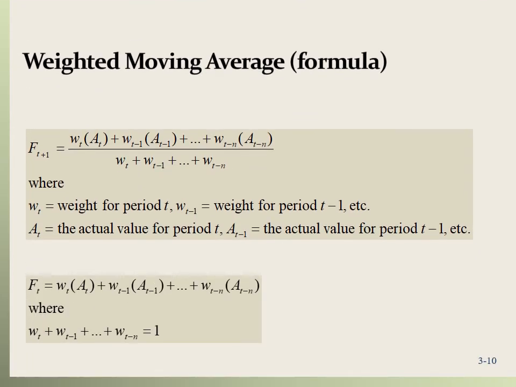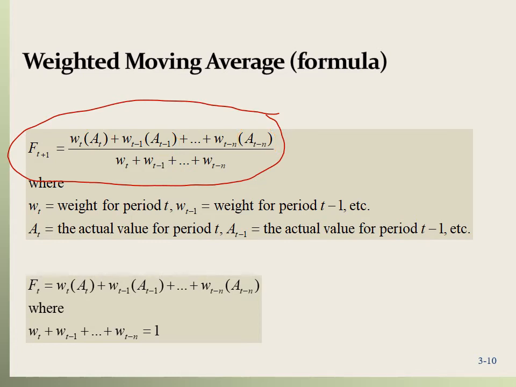The weighted moving average formula. This is the weighted moving average formula here. F sub t plus 1 is your forecast for period t plus 1. Suppose we are in period t, so that's your forecast for the next period. In this formula, a sub t minus 1 to a sub t minus n are all actual values for period t minus 1 through t minus n.